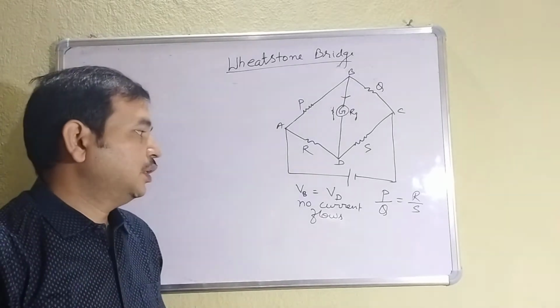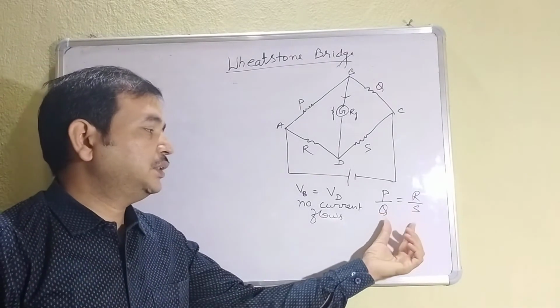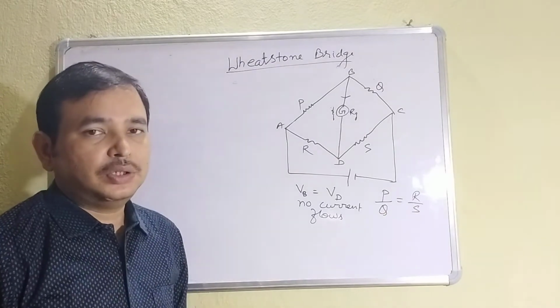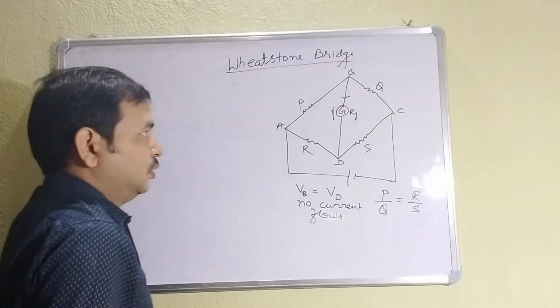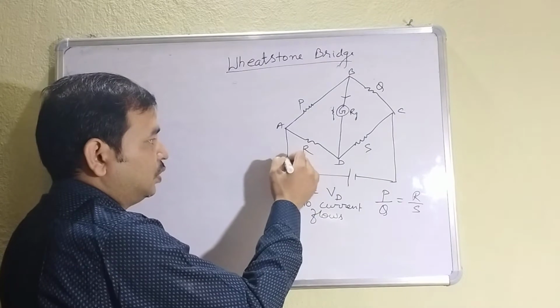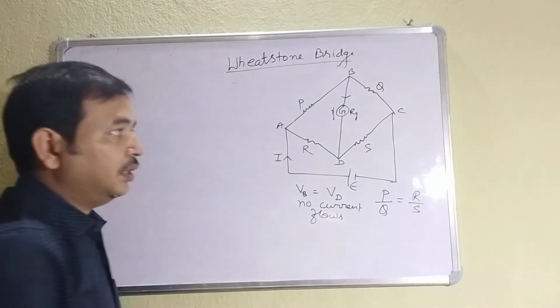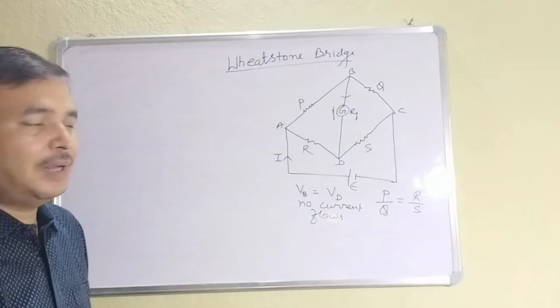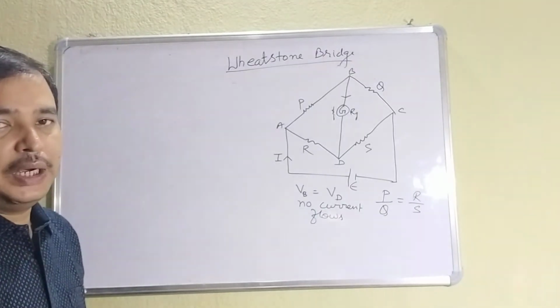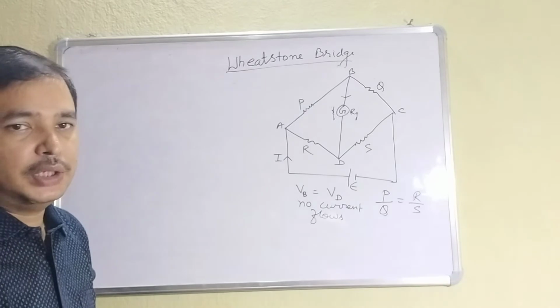So now we can start, and we have to prove that this is the condition of balanced condition of a Wheatstone bridge. Okay, let us suppose the total current coming from this cell of EMF E is I. We will prove this with the help of Kirchhoff's laws, the junction rule, and the second law.